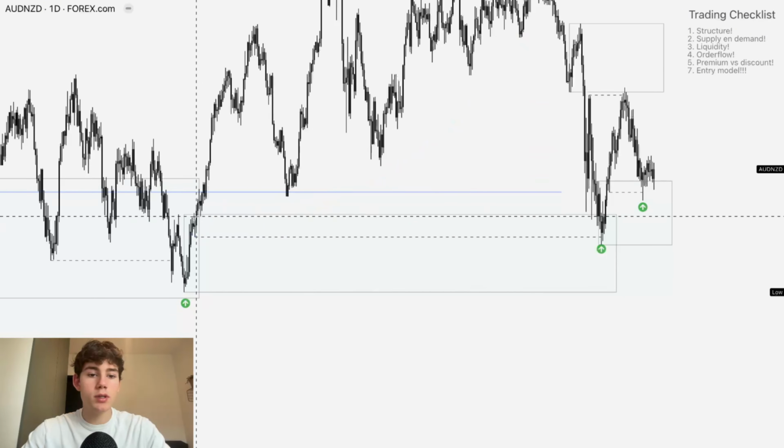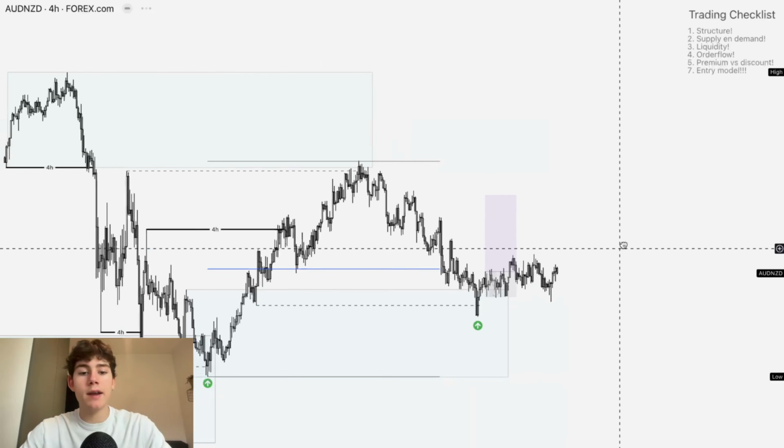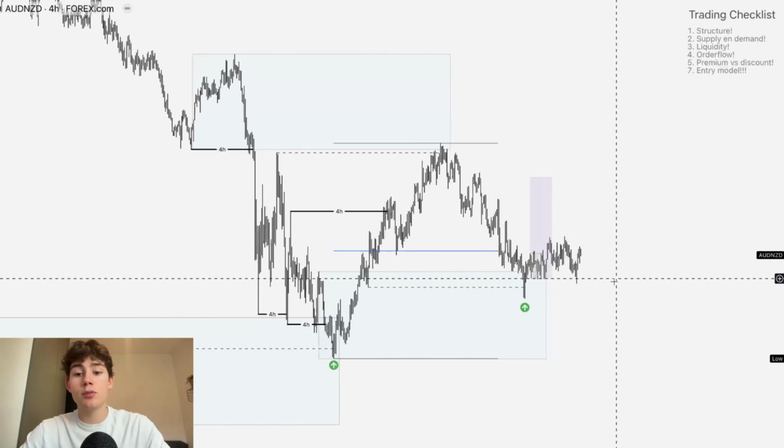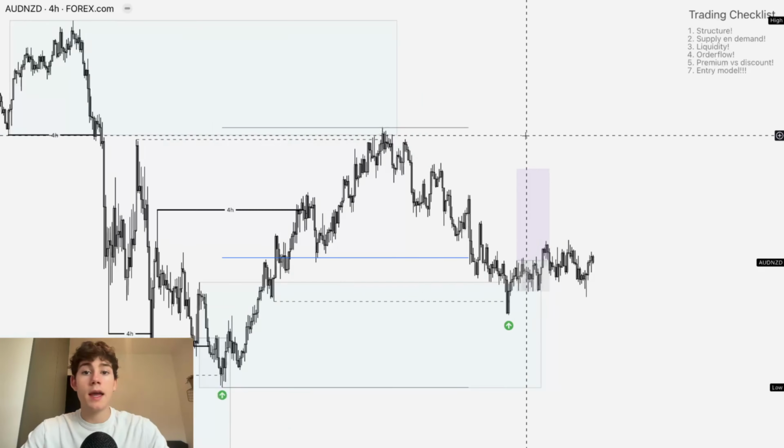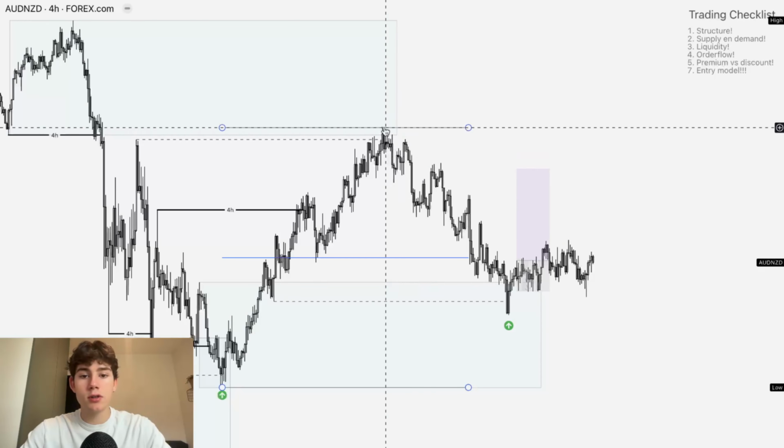So then I go over to the 4 hour because I have my higher time frame analysis, which is going to be bullish, and I want to trade towards all of these weekly highs, and that's the end goal. But for now we could just target all of these liquidity highs over here.